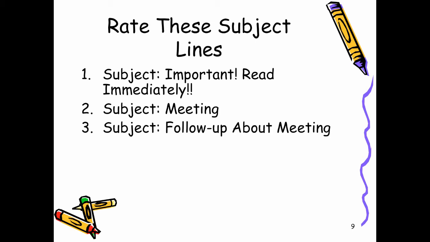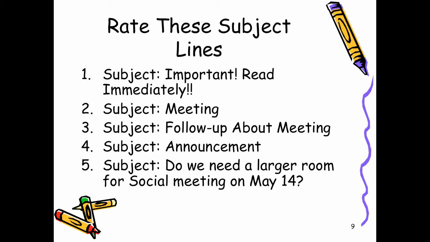Subject: follow-up about meeting. Well, the meeting's already happened. I went to 15 of them last week. Which one are we following up about? I don't know. Number 4, announcement. I feel like this could be the subject line for every email, because every email is an announcement of something that's happening. No. So number 5 is our winner. Do we need a larger room for social meeting on May 14th? That tells you specifically which meeting it is and when it is and what the topic of the email is about. Do we need a larger room? Excellent. Hopefully you all picked number 5.